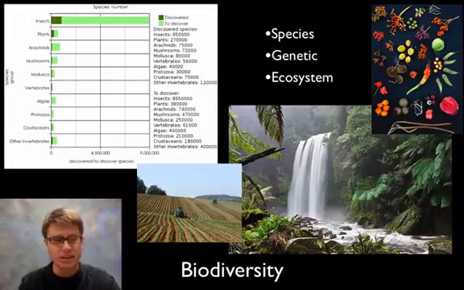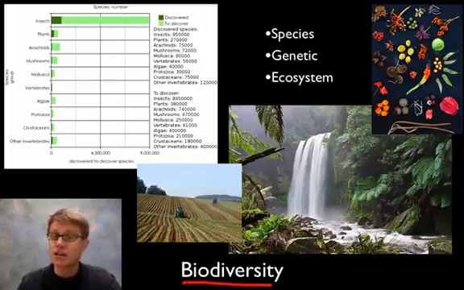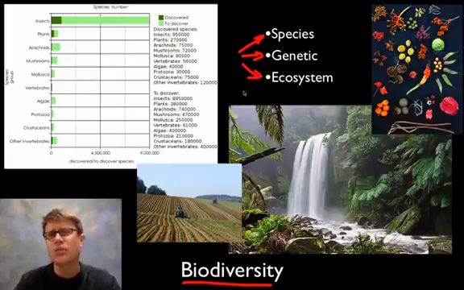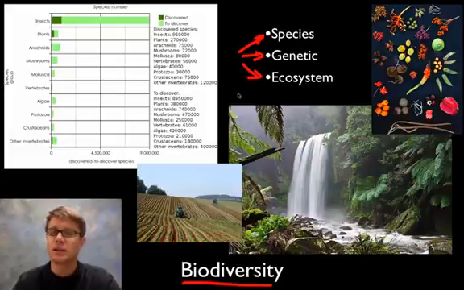But first of all, what is biodiversity? Biodiversity is essentially variation in life. And when we talk about biodiversity, we could be talking about the actual species that we have, we could be talking about the genes that we have, or we could be talking about the ecosystems that we have on our planet. But essentially, it's how much variation we have in life.